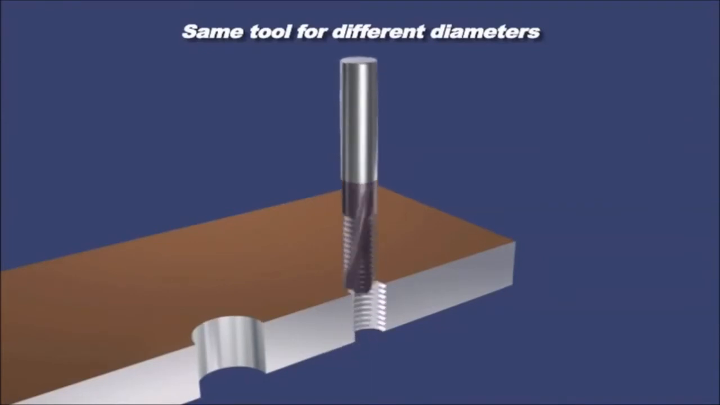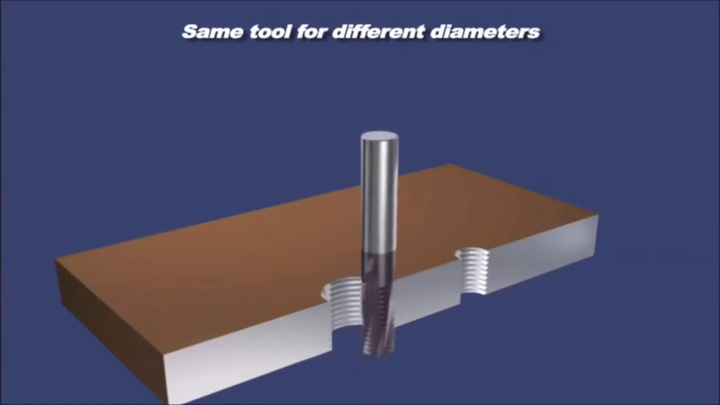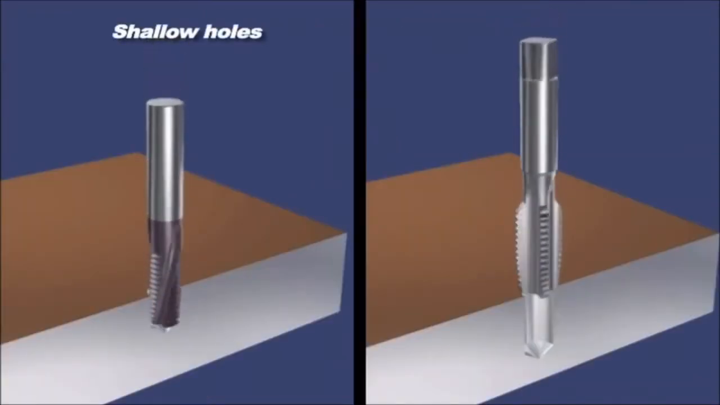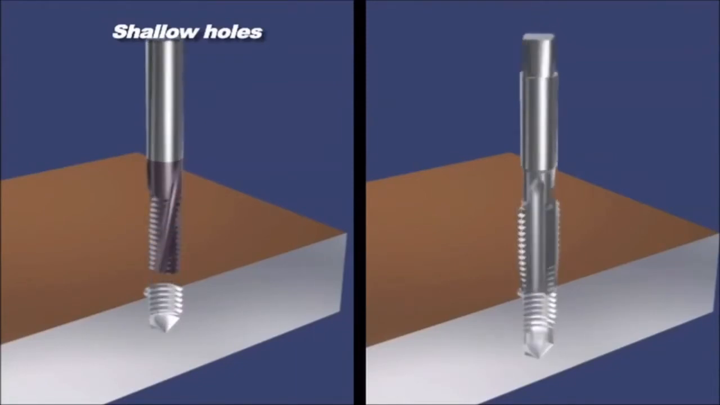It requires a low cutting force, can be used in shallow holes, and the same tool can be used for workpieces of different diameters. It is also important to note that in thread milling, the tool is the part that is turning, as opposed to other threading operations.